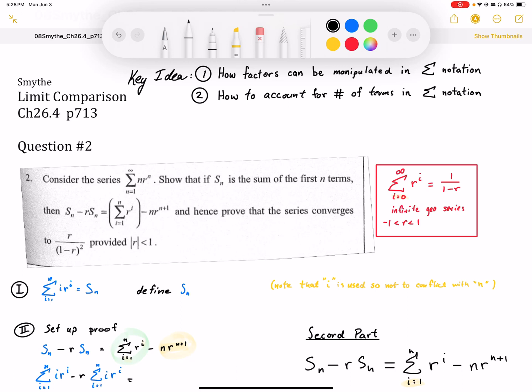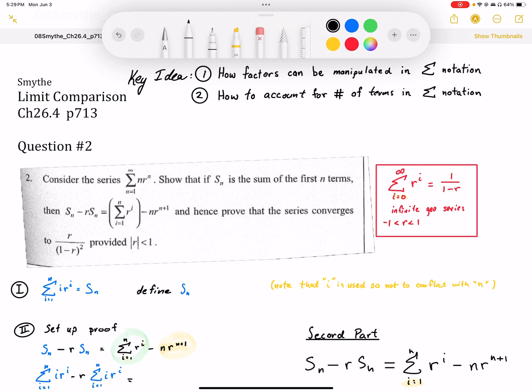Chapter 26.4, question number 2. Consider the series from n equals 1 to infinity of n r to the power n. It says, show that if Sn is the sum of the first n terms of this series, then Sn minus rSn is equal to the sum of r to the power i from i equals 1 to n minus n r to the n plus 1.